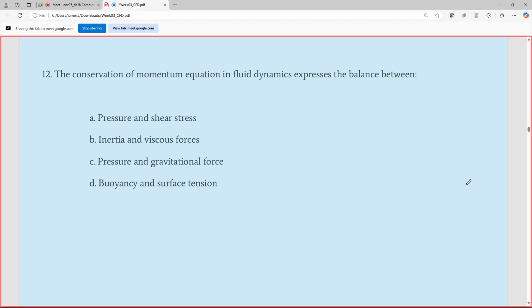So the question is on momentum conservation equations. In the momentum conservation equation, which of the following forces strike a balance? Option A, pressure and shear stresses. Option B, inertia and viscous forces. Option C, pressure and gravitational force. Option D, buoyancy and surface tension.